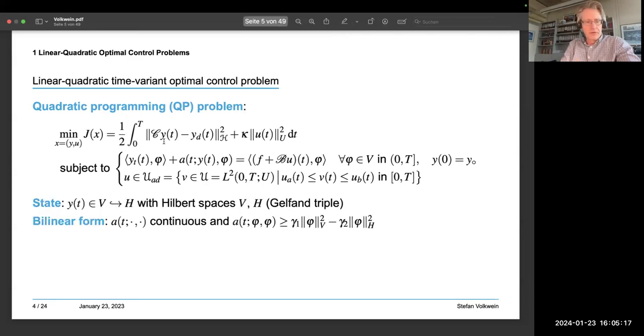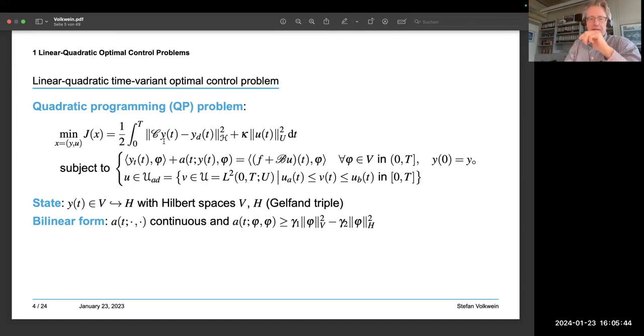Okay, so the state is a variable depending on time, and we suppose that it belongs to a Hilbert space. Usually it's something like H01 when you have zero boundary conditions, or H1 if you have some Neumann boundary or Robin boundary conditions, or maybe something in between when you have some kind of mixed boundary conditions. So usually V is something like H1, as I said. H is usually something like L2.